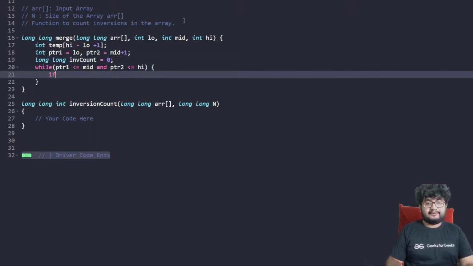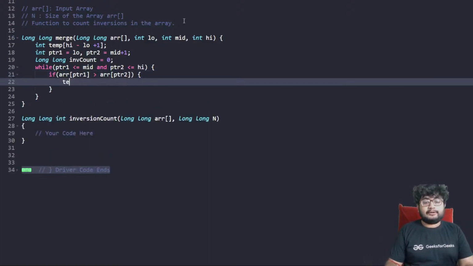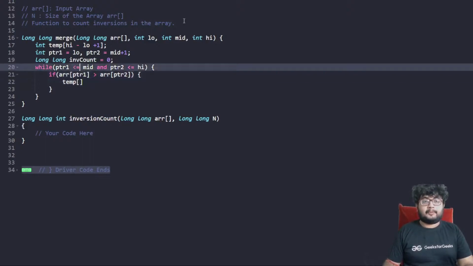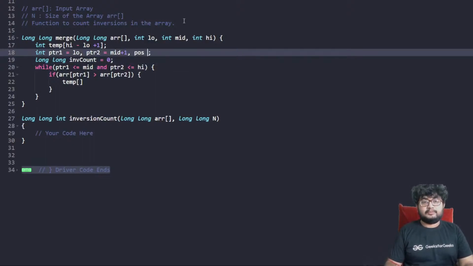So if ARR of ptr1 is greater than ARR of ptr2, then what do we do? We do temp of, sorry, and also for populating the temp array, we'll need another variable called pos. Position equals 0.